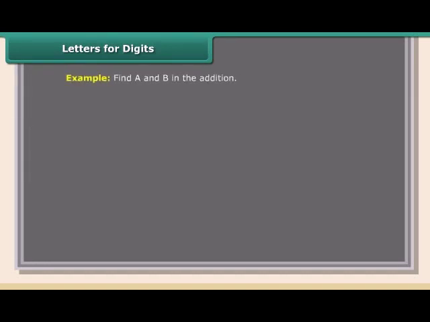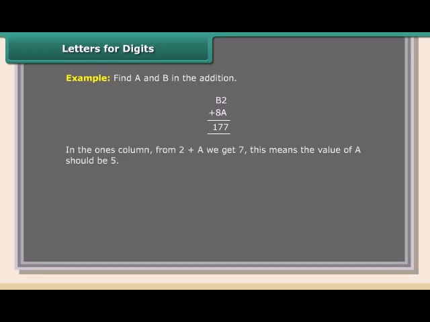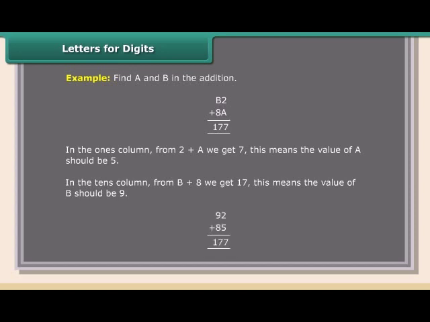Example. Find A and B in the addition B2 + 8A = 177. In the ones column, from 2 + A, we get 7. This means the value of A should be 5. In the tens column, from B + 8, we get 17. This means the value of B should be 9. 92 + 85 = 177.